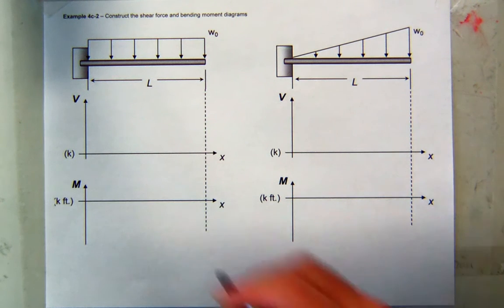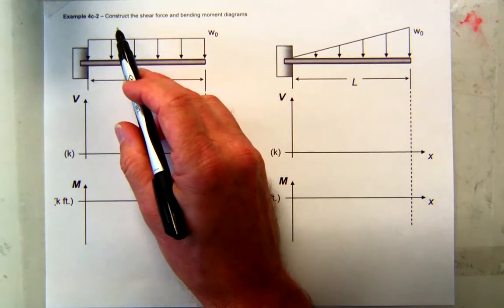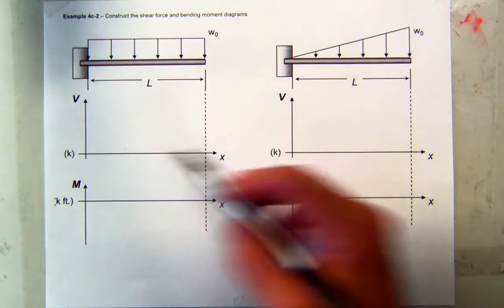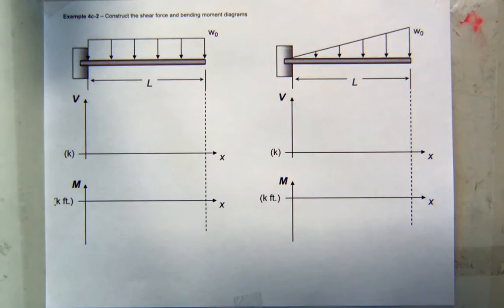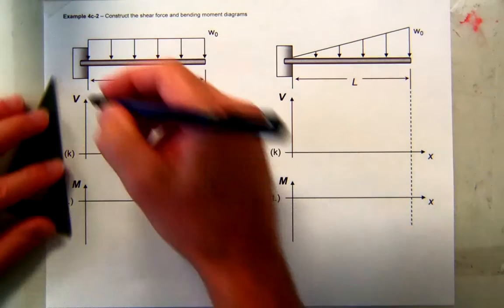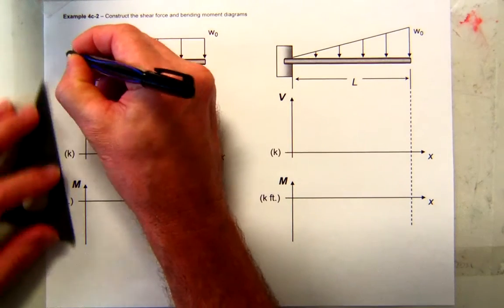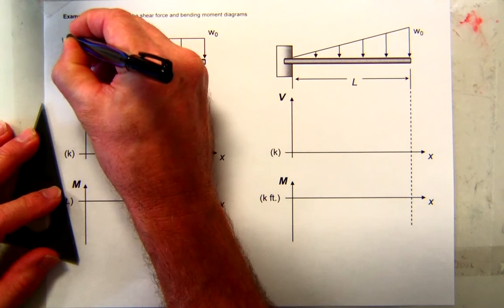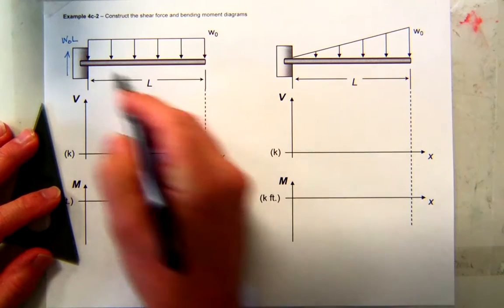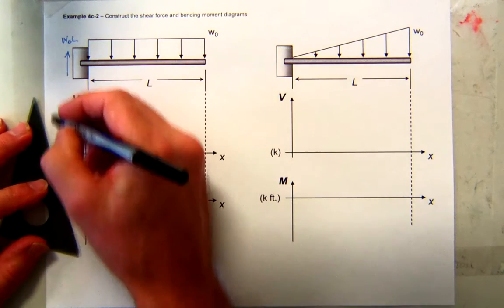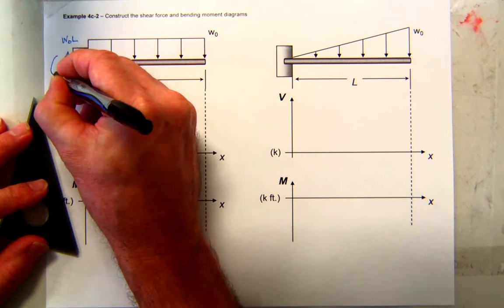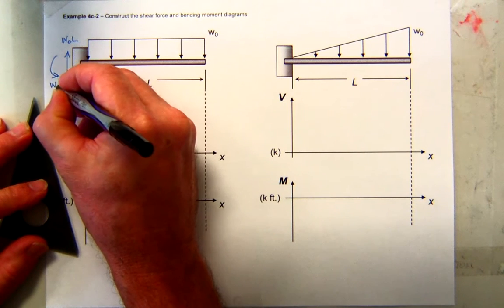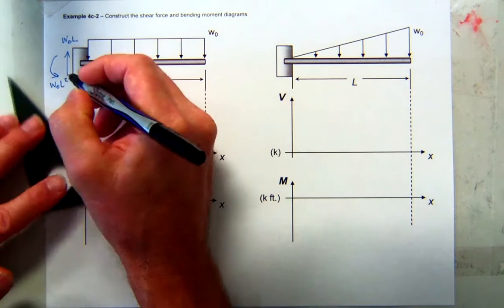All right, so let's try these out. We're going to look at the shear force and bending moment for these two sections. Again, I'm going to shortcut this process a little bit and tell you that the reaction over here is W naught L, basically the area under this curve, and that the moment is W naught L squared over 2.